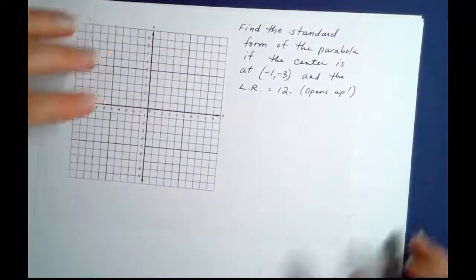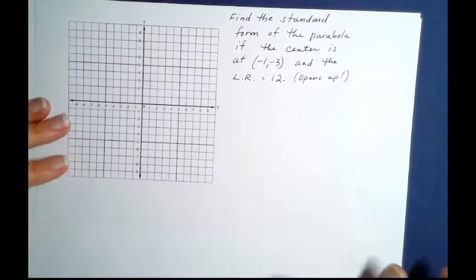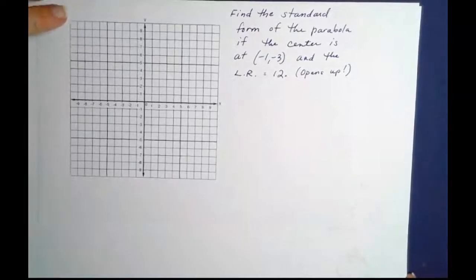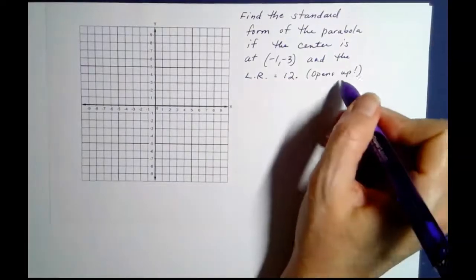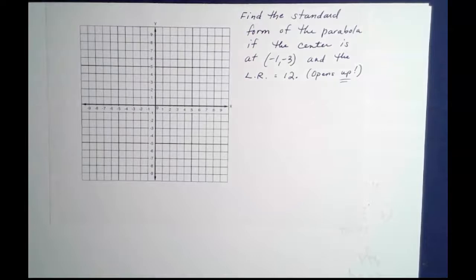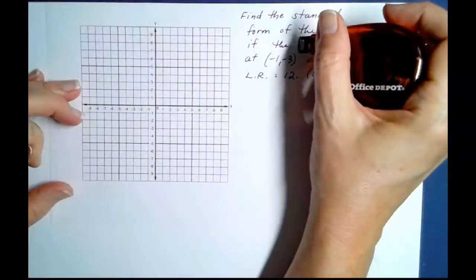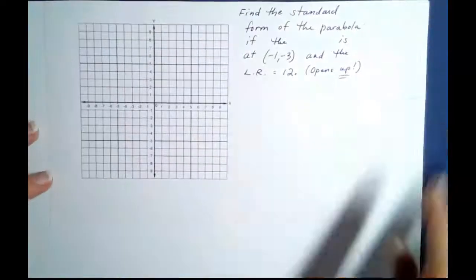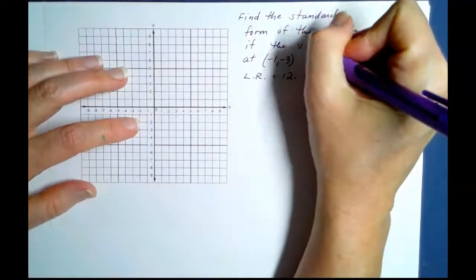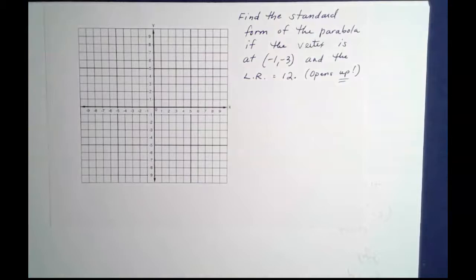One last question. Find the standard form of the parabola if the center is at -1, -3, and the LR is equal to 12, and it opens up. So first of all, I need to give a correct word. I think I'm still stuck in hyperbola and ellipse land. It's not a center, it's the vertex. There we go. If the vertex is at -1, -3, and the LR is 12, opens up.